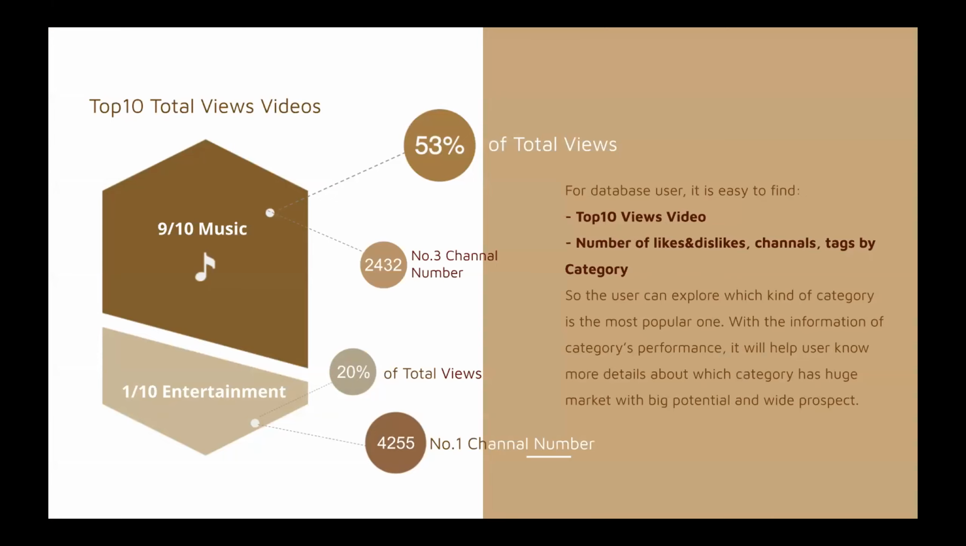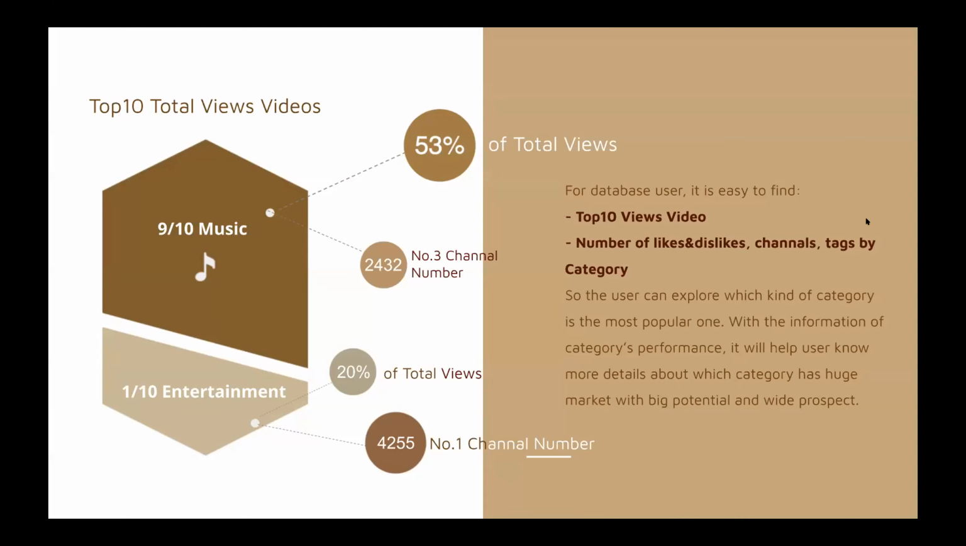So 9 of 10 are from the music category, and 1 of 10 is from the entertainment category. Also, music has nearly 53% of total wealth, and its channel number is number 3 of all the categories. And entertainment has 20% of total wealth, and its channel number is number 1 out of all the categories.